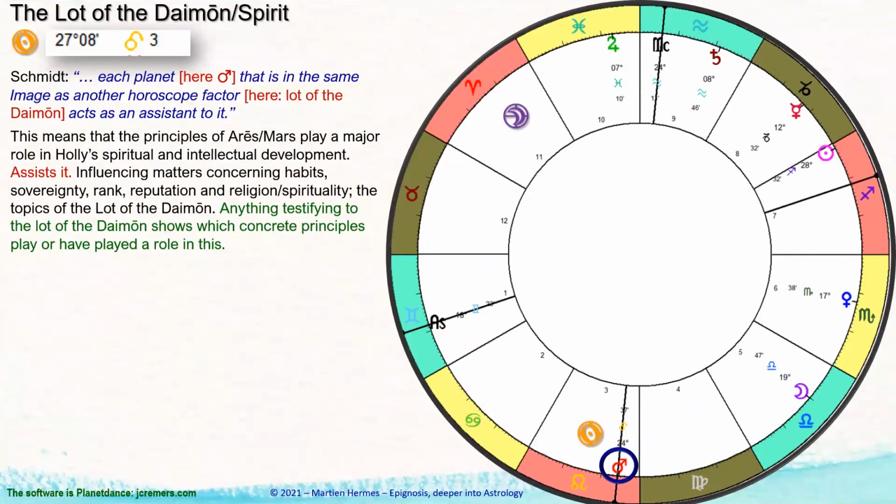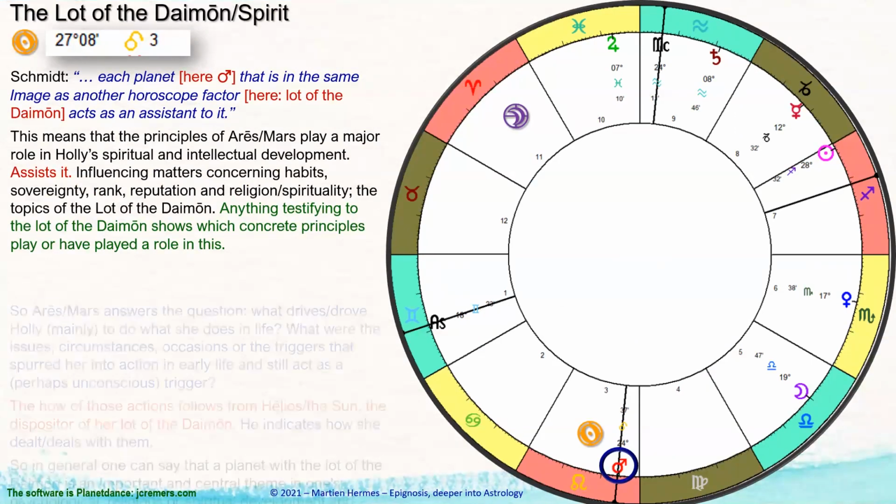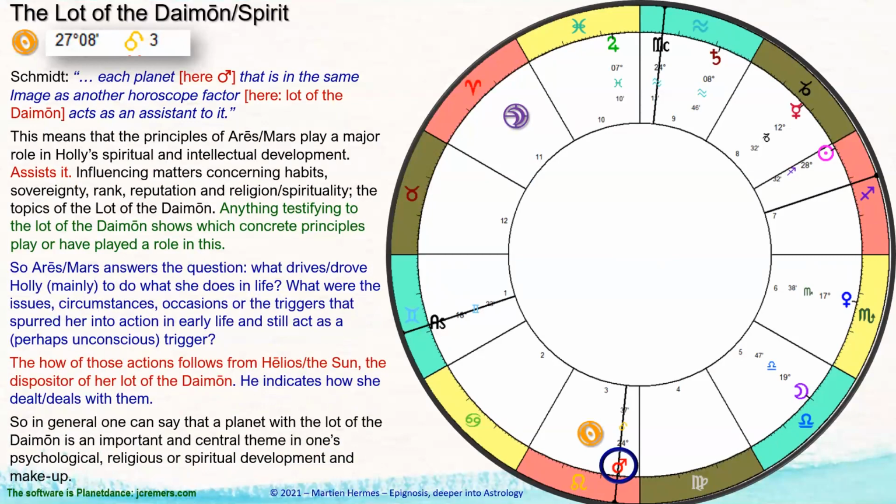Each planet, so here it's Mars, in the same image as the daimon here, the part of spirit, acts as an assistant to it. So the principles of Aries Mars play a major role in spiritual and intellectual development from early on. So that's the theory behind it. So let's have a look.